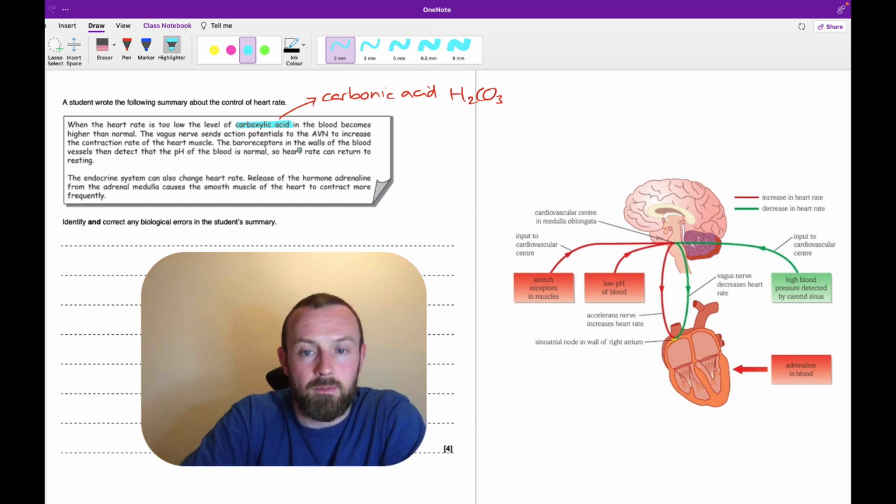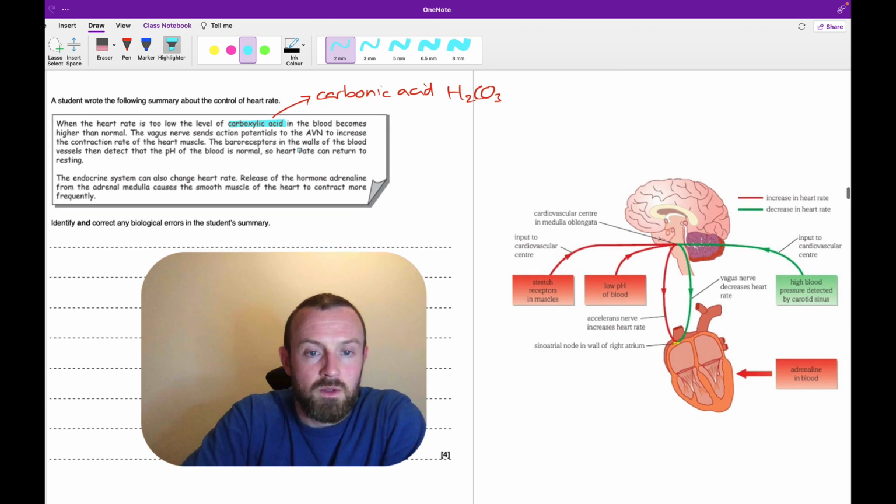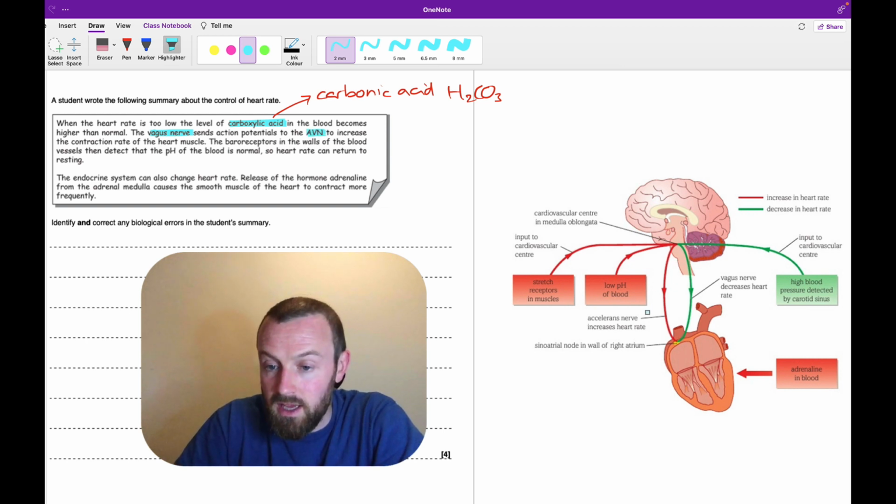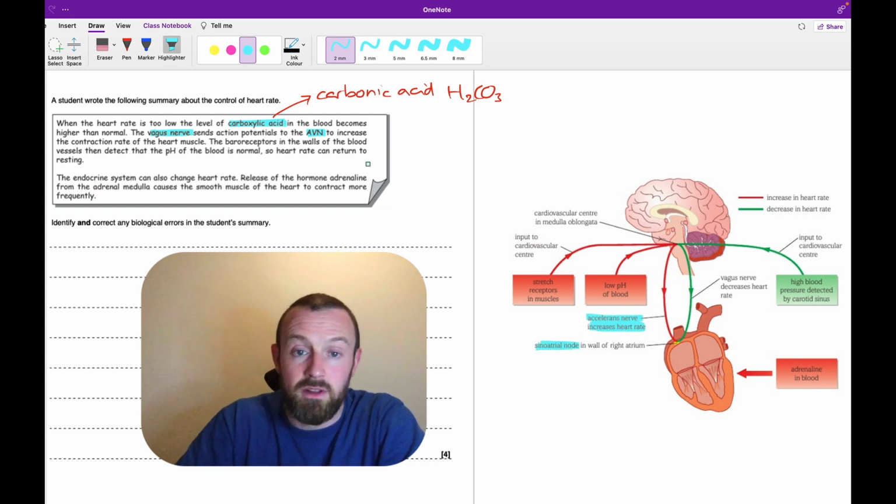The vagus nerve sends action potentials to the AVN to increase the contraction. Well, there's two mistakes there. The vagus nerve is not the one that speeds up the heart, and it doesn't send impulses to the AVN. Look here, it's the accelerans nerve that increases the heart rate, and it sends impulses to the SAN, the sinoatrial node. So that would be the correction for this point.